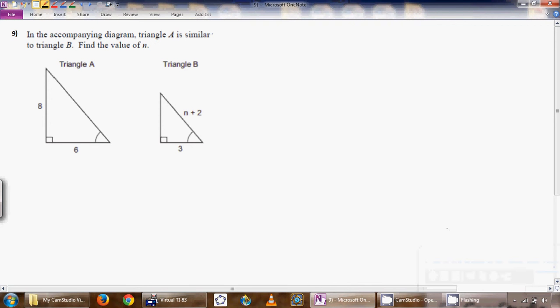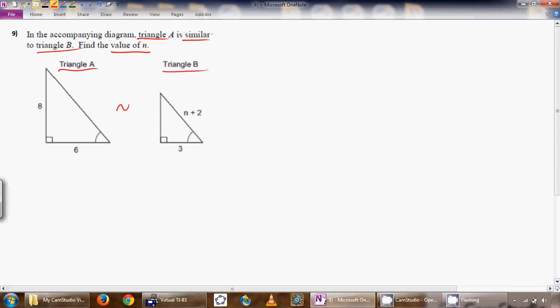Alrighty, problem number 9. Finally, we're away from the disc and shell problems. This is just a straight up similarity problem, because it says in the accompanying diagram, triangle A is similar to triangle B. Great. So I can set up proportions of my corresponding sides to solve for the value of n.